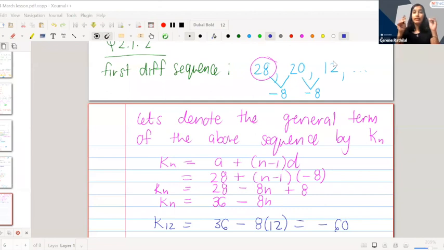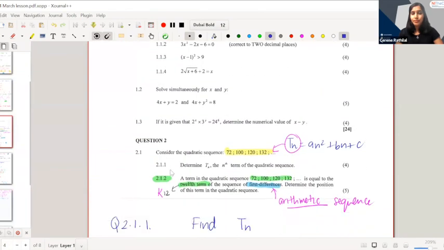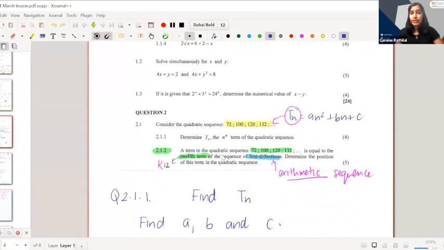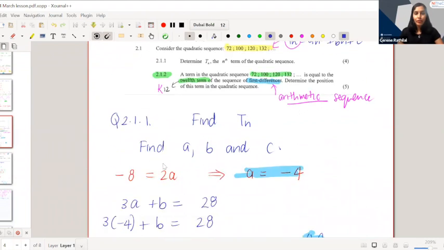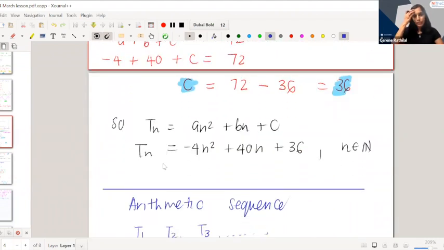Now we know that the 12th term in this arithmetic sequence is minus 60, and according to the question, let's go back to that question, some term in the quadratic sequence is equal to K12. So now we need to find which term it is, meaning we're solving for n. Remember, what we need is this formula. Let me write it down: minus 4n squared plus 40n plus 36. I'll write it down on the next page.